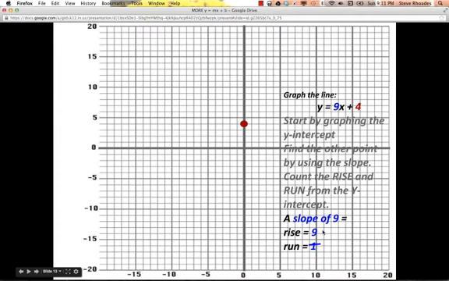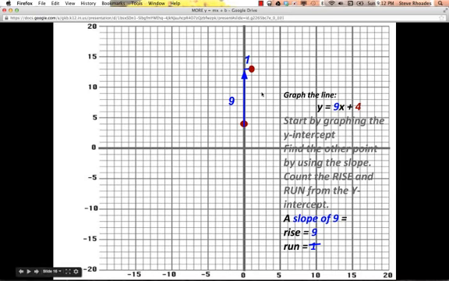And when we say we have a slope of 9, that really means we have a rise of 9 and a run of 1. The fraction 9 over 1 is exactly the same thing as the number 9. So we're going to go from our y-intercept up 9 units and over 1. So we go up 1, 2, 3, 4, 5, 6, 7, 8, 9. And then we're going to go over 1 unit in the positive direction. And then there's our other point.